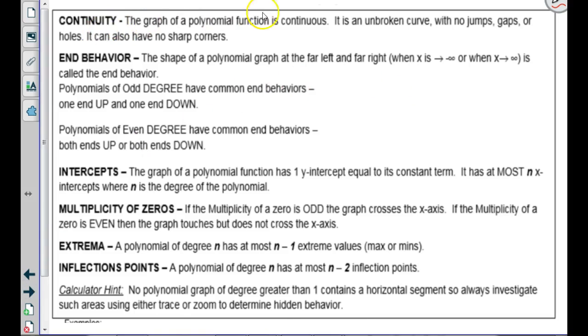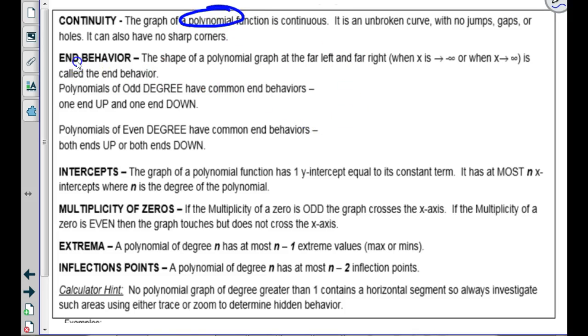Basically, it's continuous if it's an unbroken curve with no jumps, gaps, or holes. It can also have no sharp corners. We're going to do a graph like this that is like a 2/3 power. And because of the sharp turn in there, that would not be a polynomial, okay? It is actually continuous, so I'm just confusing you there. It says the graph of a polynomial function is continuous.